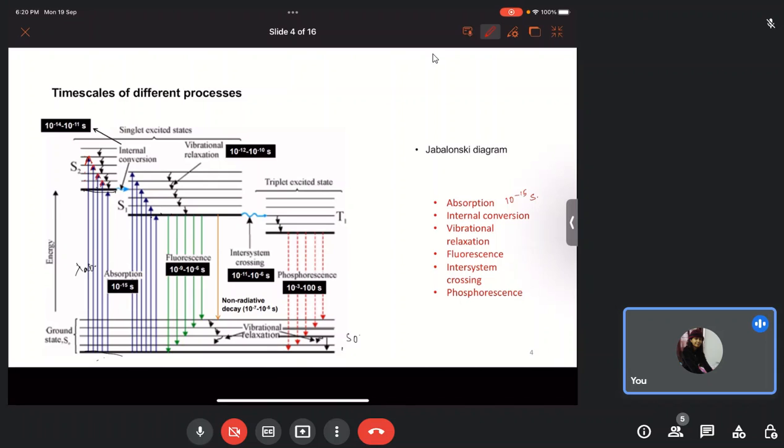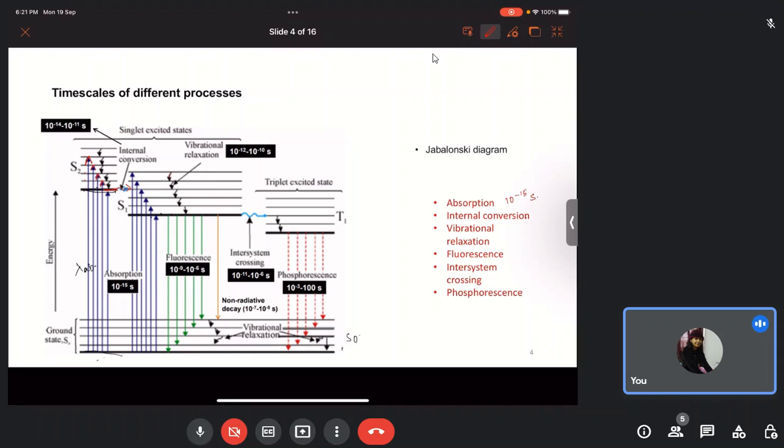One of the relaxation pathways is internal conversion or vibrational relaxation. Internal conversion is the transfer of an electron from one of the higher singlet excited states, which is S2 here, to any of the vibrational states in the first singlet excited state. That is called internal conversion.